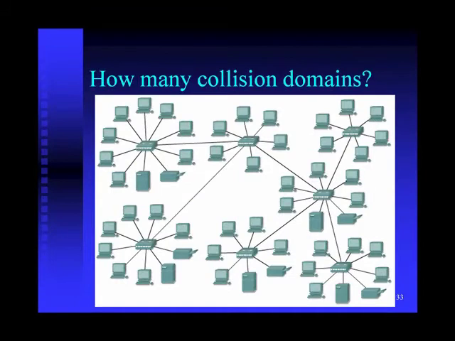How many collision domains would we have in this setup? We would have 1 big collision domain. These are all hubs in here, all layer 1 devices. I'll show you an example of how collisions work with Packet Tracer here at the end of the slides.